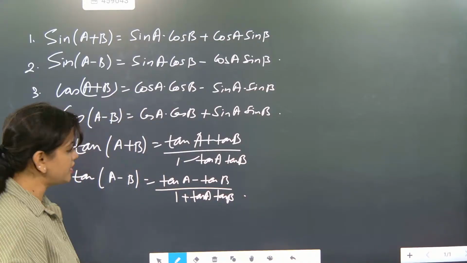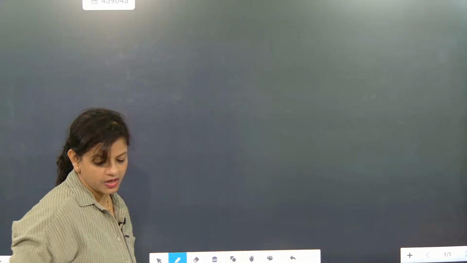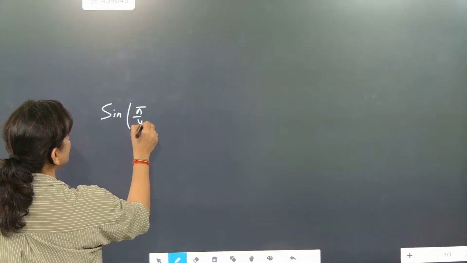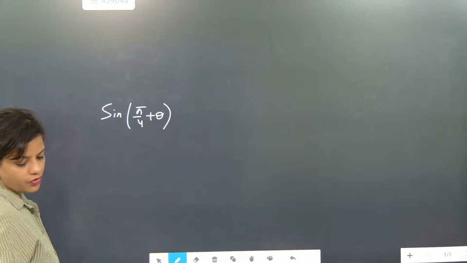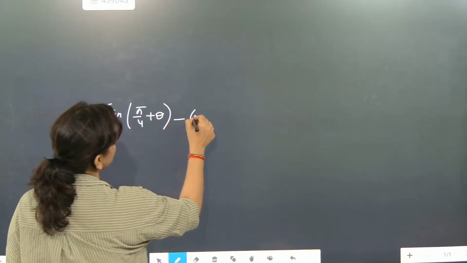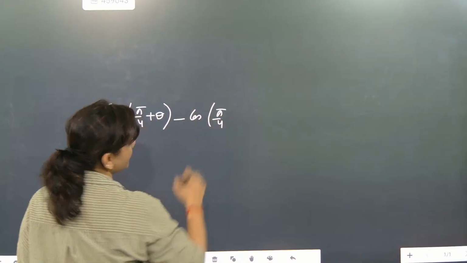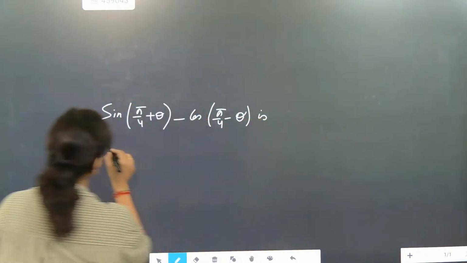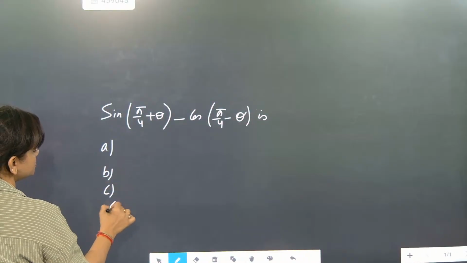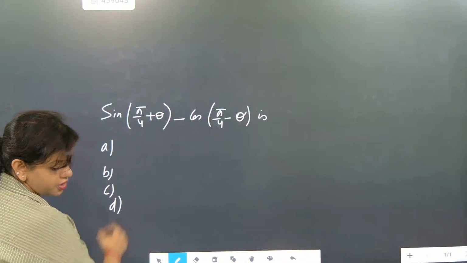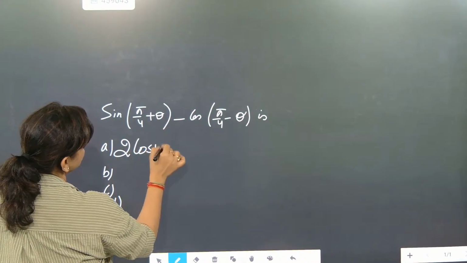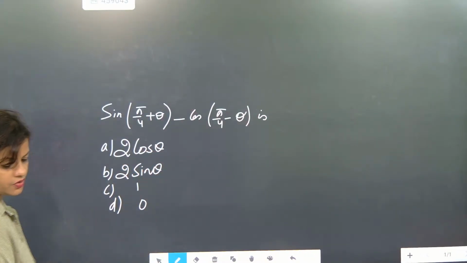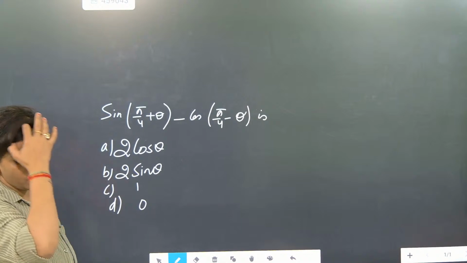Just solve this and tell the answer. The first question is, what is the value of sine of pi by 4 plus theta minus cos of pi by 4 minus theta? Your options are 2 cos theta, 2 sin theta, 1 and 0. And your time starts now. Come on, go for it.